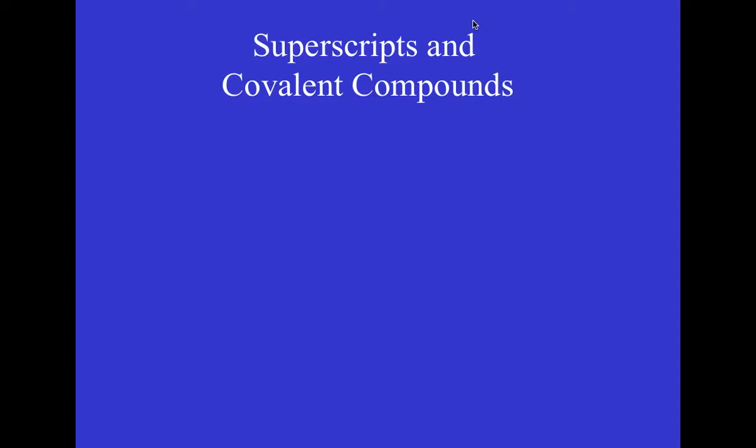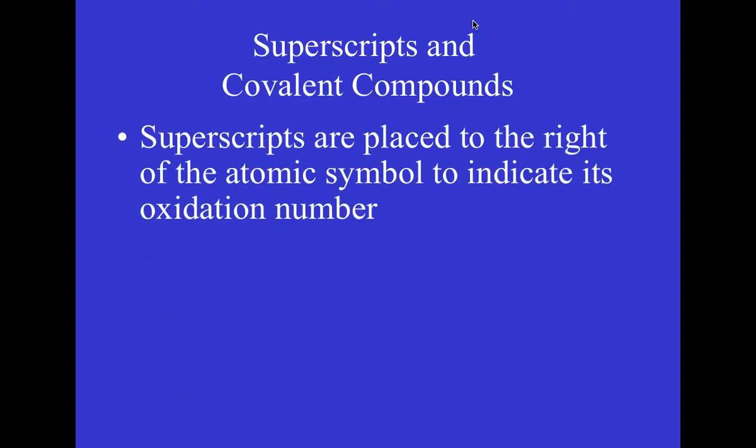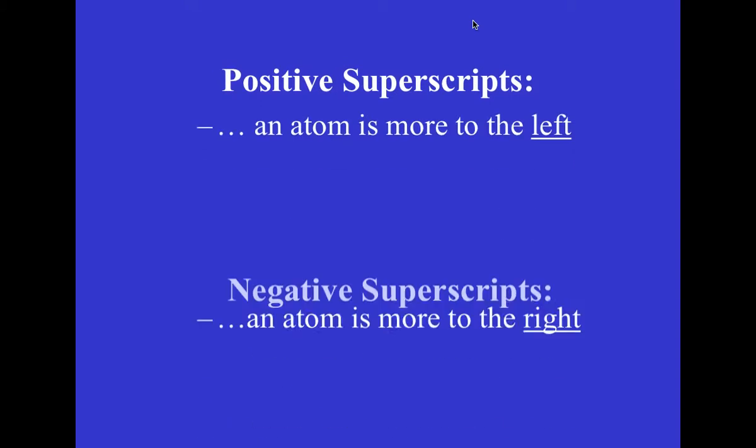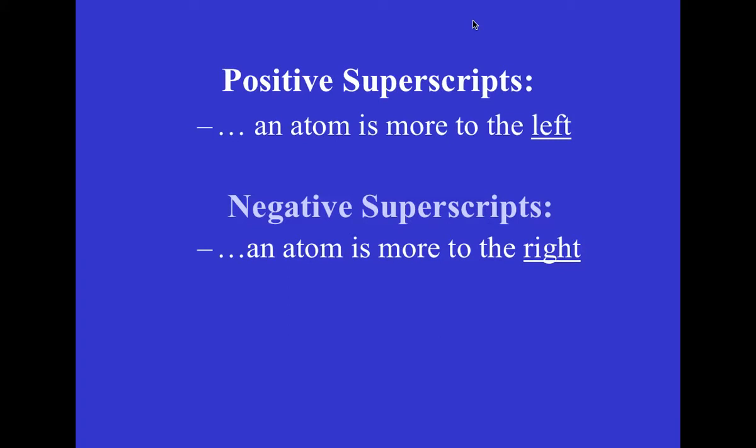All right, writing the superscripts with our covalent compounds is exactly the same way as we do it with our ionics. The superscripts are placed to the right of the atomic symbol to indicate the oxidation number. Just like that with oxygen. Now, let's look at the sign. The sign doesn't tell how many it's willing to gain or lose or even share. That's the number itself. The sign simply talks about its position on the periodic table. If it's positive, it's more to the left, and if it's negative, it's more to the right.